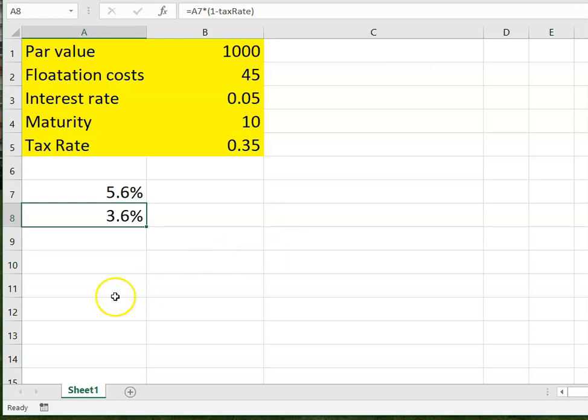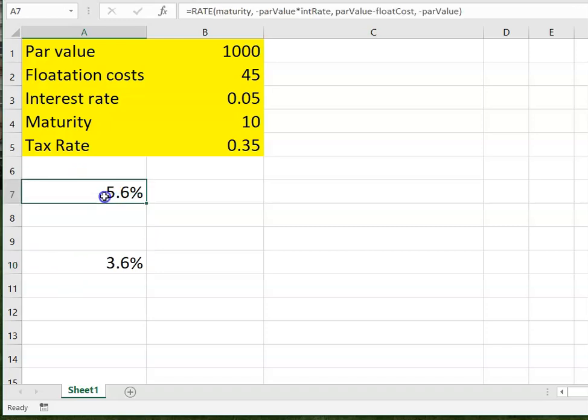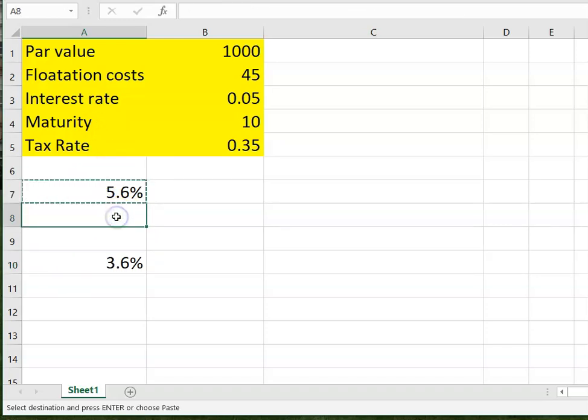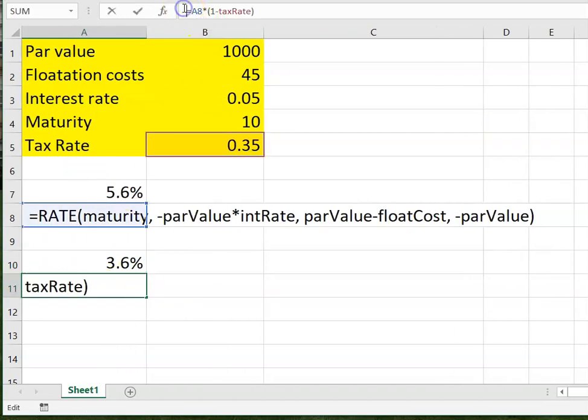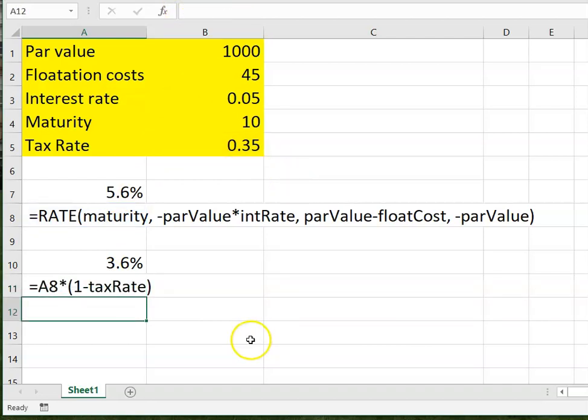Let me move this down so you can see the result. And there you go. All right, so that's calculating the cost of capital for a bond.